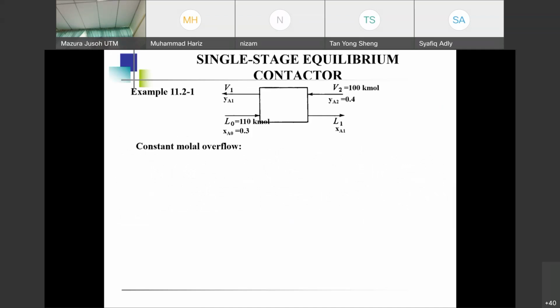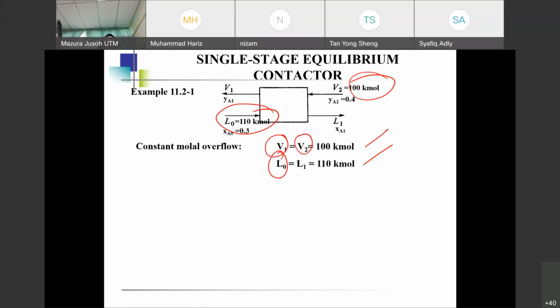So this is what happened. You have a vapor having 40% benzene and you have a liquid having 30% benzene, and you have the flow rate for both. Okay, you have the vapor flow rate as 100 kilomole and you have the liquid flow rate as 110 kilomole. So what you want to do is you want to assume constant molar overflow. So straight away, you can just assume V1 equals V2, L0 equals L1.